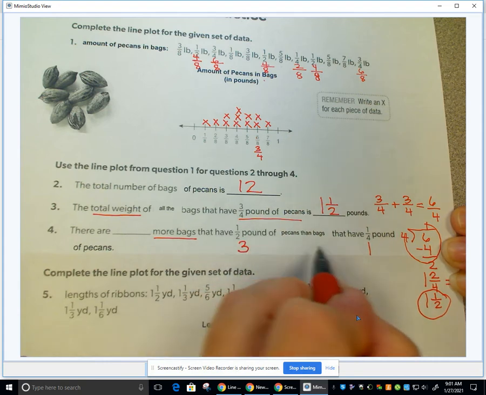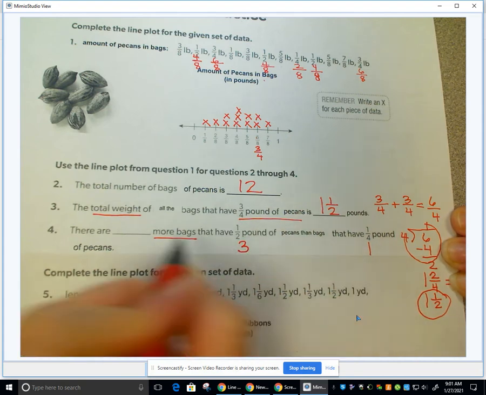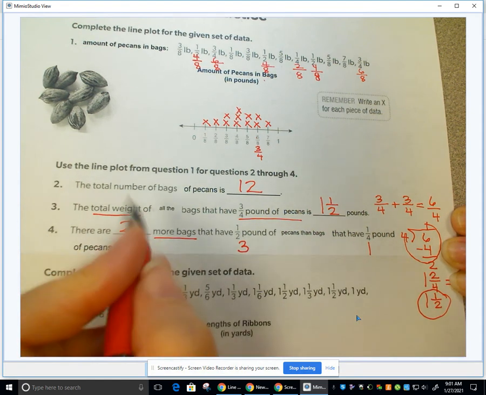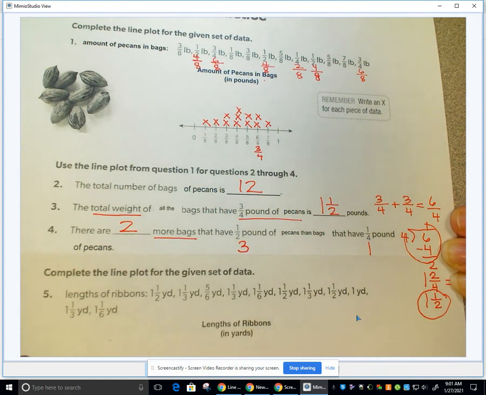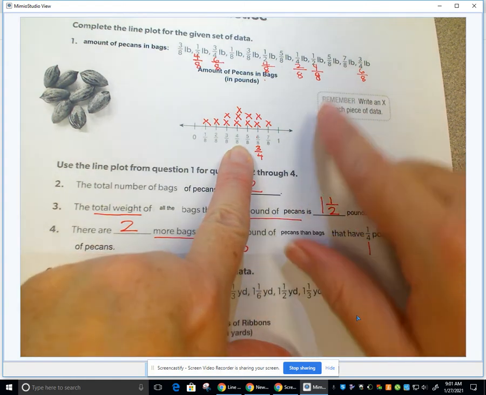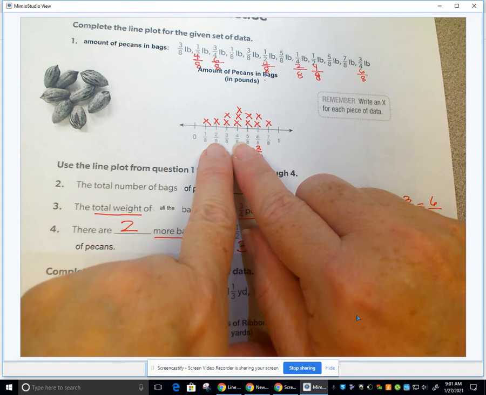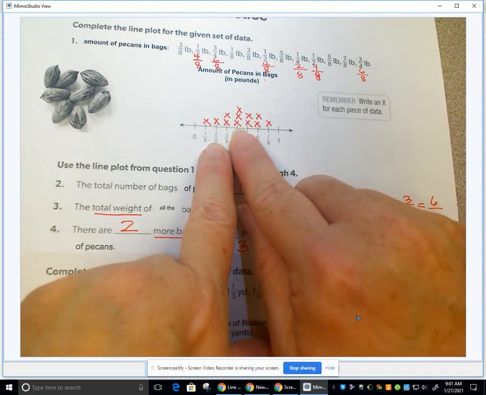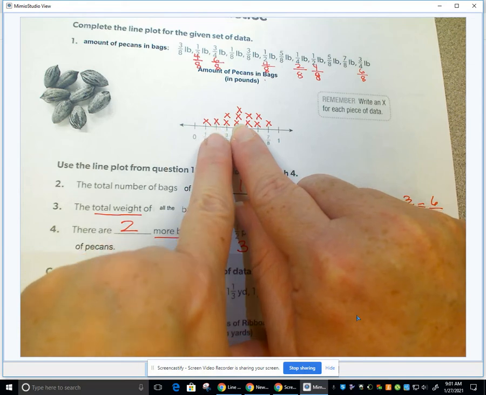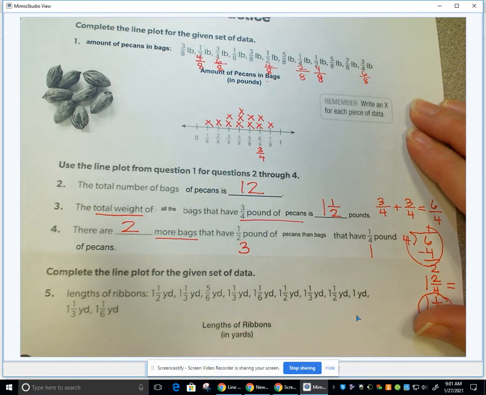So what I would do is subtract these. 3 minus 1 is 2. So there are 2 more bags that have 1/2 pound. And if you look, there's the 1/2 pound. And the 1/4 pound is the 2/8. Look, there's 3, there's 1. I would say 3 minus 1, and that would be 2.